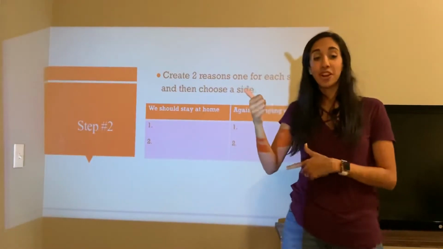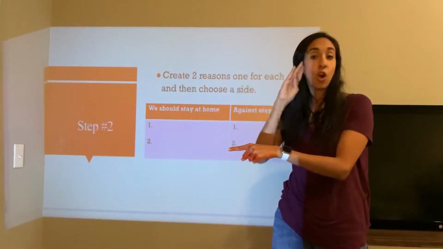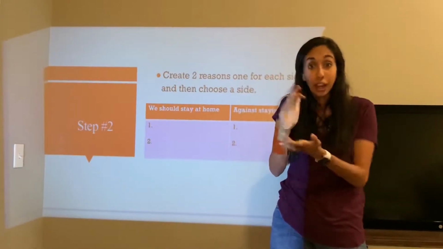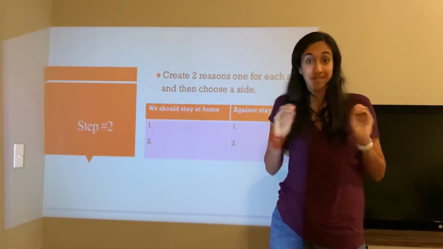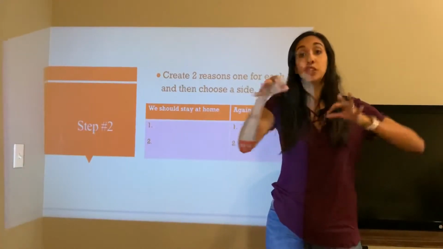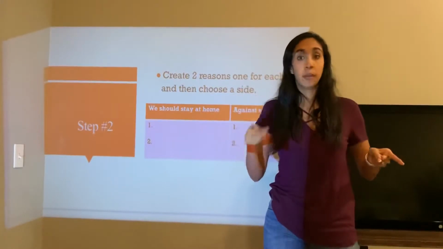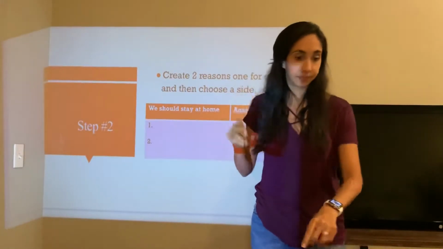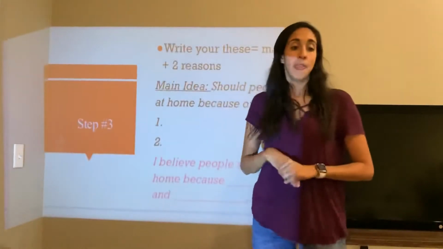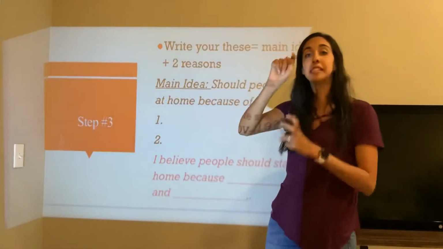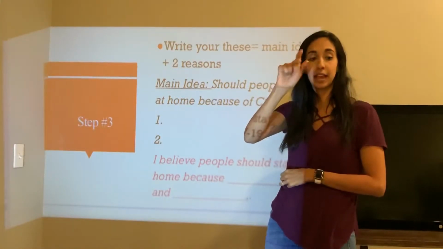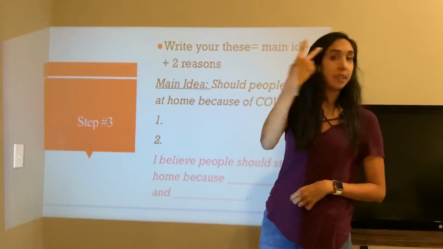And then another one for you shouldn't stay at home is because you have to go work and earn money. Okay? Right? If you don't go to work, then no money. Okay? So you need to explain both because you are persuading me. Okay? Then, I wrote this wrong, but I should say write your thesis. Thesis, okay? Your main idea and the 2 reasons.